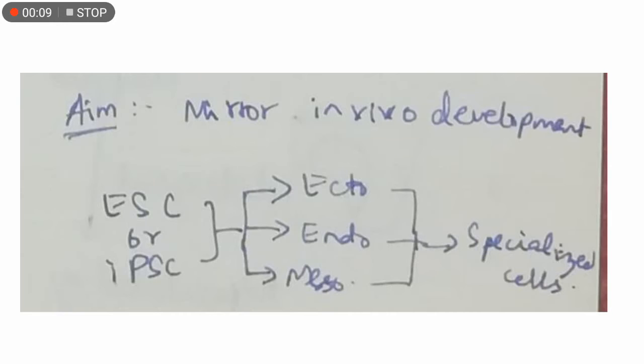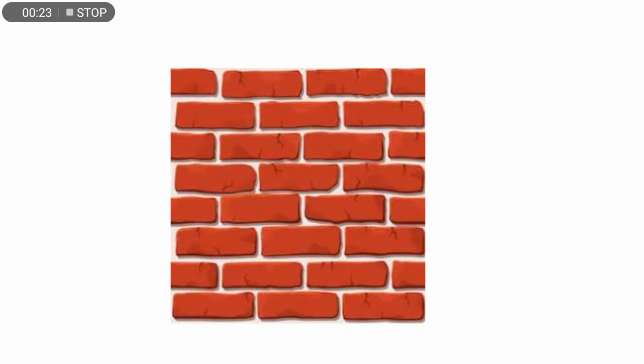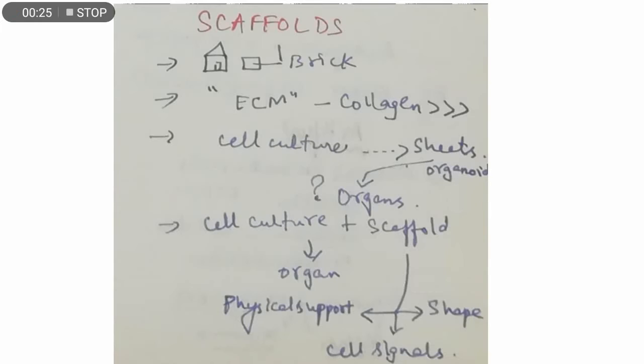Our aim is to mirror the in vivo development. We either use embryonal or induced pluripotent stem cells. First step is to convert it into either ecto, endo, or mesodermal line, and after that it can specialize into whatever cell is desired. So the bricks are nothing but scaffolds over here. The scaffolds are the bricks of a home, and okay, so that's the analogy here, but the actual chemical nature of scaffold is it's an extracellular matrix mainly made up of collagen.